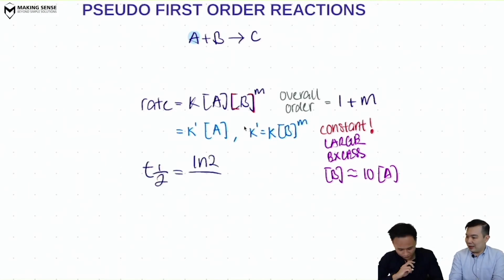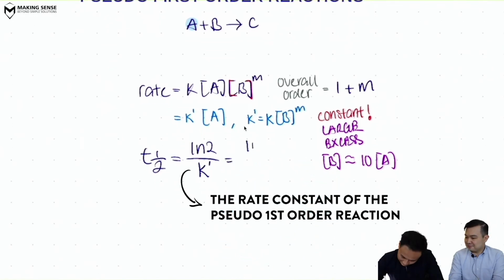Wait. Ln 2 over K? Yeah? Or K prime? Not K? K prime, right? Because now your new rate constant is K prime, not K. Okay, because I still need to use it for the overall order, first order, right? Yes. So I must use K prime. Yes. Okay. So expand it a little bit more.